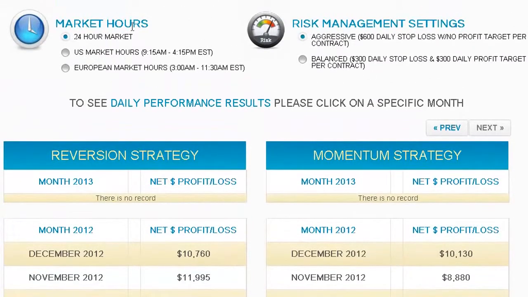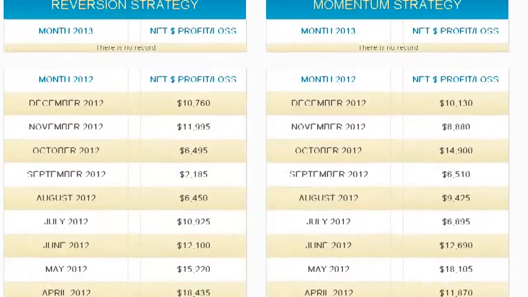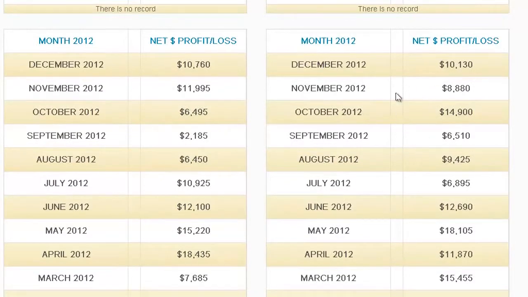But before we do that, we see something here. It says market hours. We have 3 different market hours we're keeping track of: 24 hours a day, U.S. market hours, and European market hours. 24-hour market hours basically means this is the result of applying the strategy 24 hours a day, which is kind of impossible to do, right? Not many people will be able to trade 24 hours a day unless you have a partner or somebody working for you. So these results are difficult to achieve because they're based on 24 hours a day.